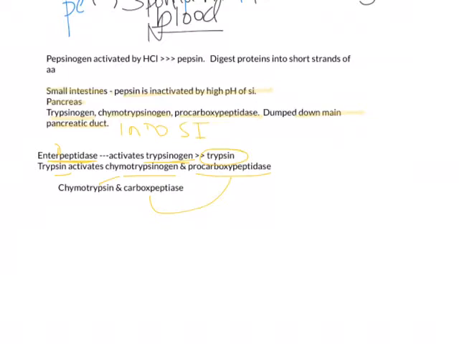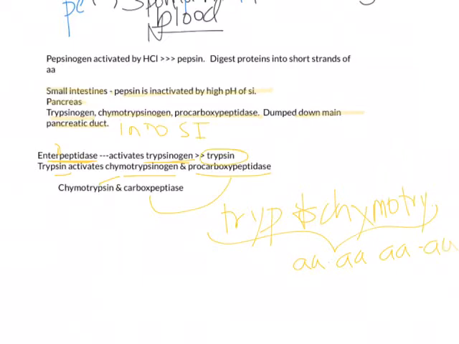Okay, now, trypsin and chymotrypsin, these two things work together to break down proteins. So they're cutting in between amino acids. So you have these chains of amino acids, and they're just cutting wherever.